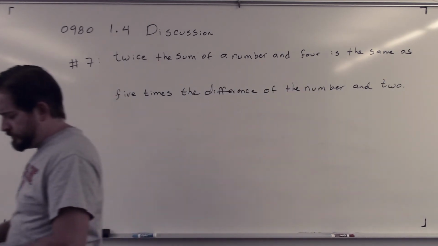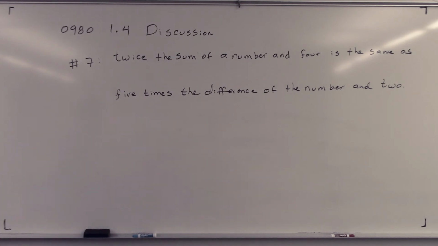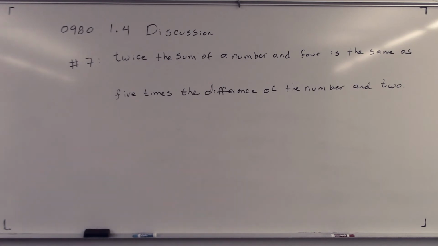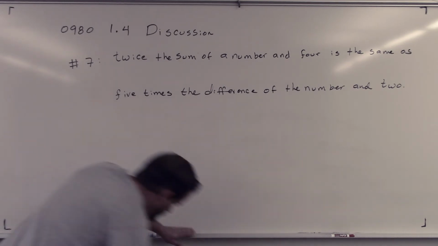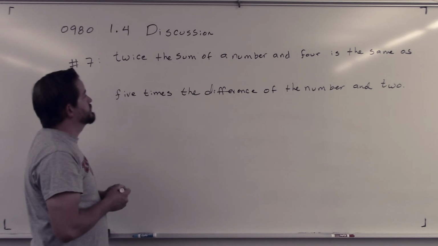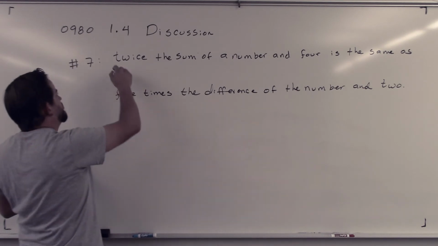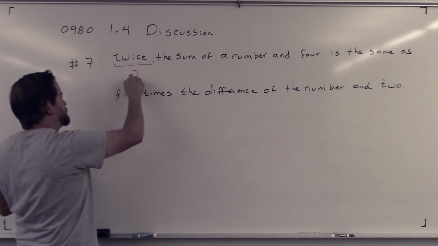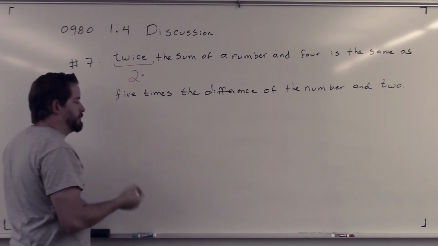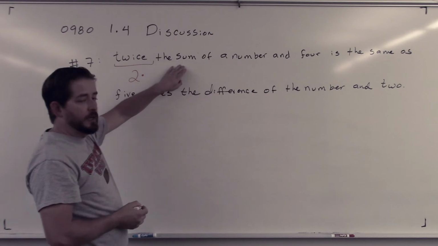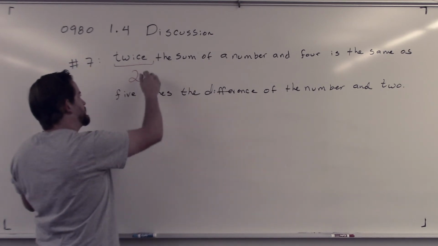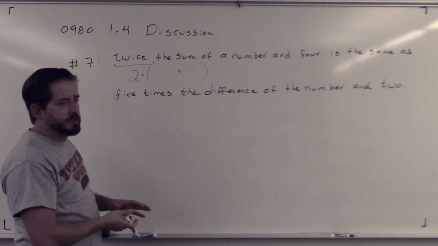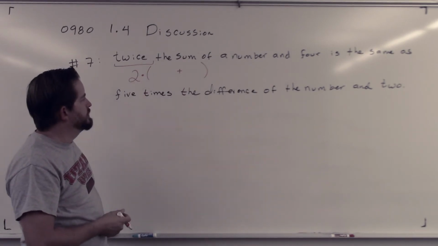So it's one of those long statements. We want to turn it into math, right? So we're going to take this just a little bit by a little bit. The first thing I do is twice. Well, twice means to multiply something by 2, right? What am I multiplying by 2? A sum, right? So if I'm multiplying a sum by 2, I'm going to throw that sum in parentheses so that that whole sum then gets multiplied by 2.